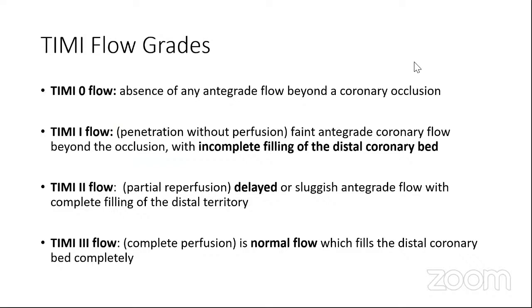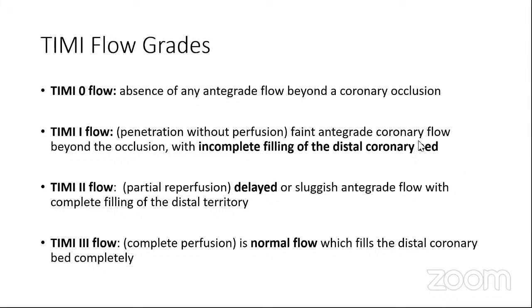TIMI flow grades. This judges the flow of the contrast media, or the blood, across the lesion. TIMI 0 flow: there is no contrast that flows beyond the coronary occlusion or the lesion. TIMI 1: there is a faint antegrade coronary flow beyond the occlusion with incomplete filling of the distal coronary bed.